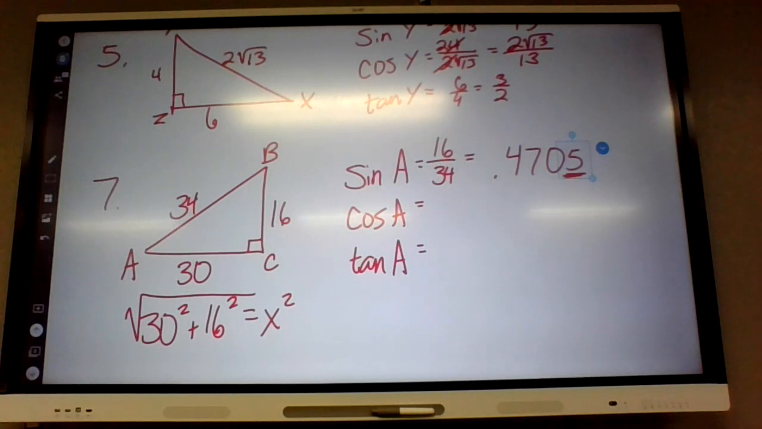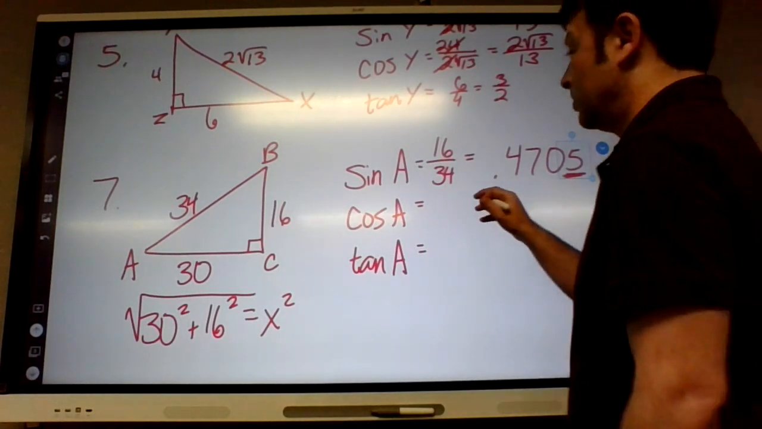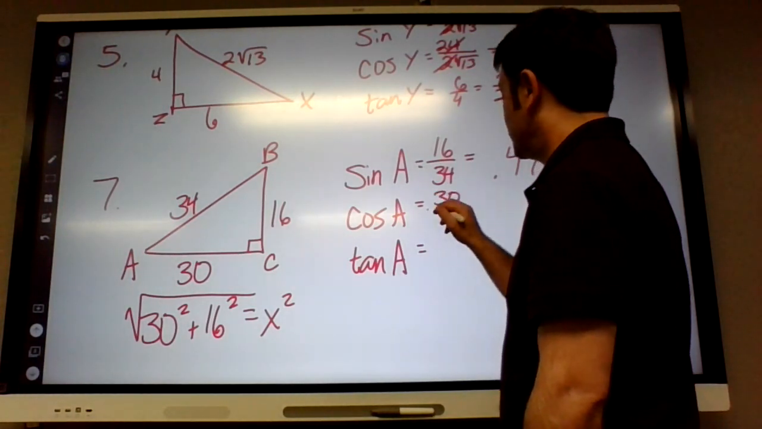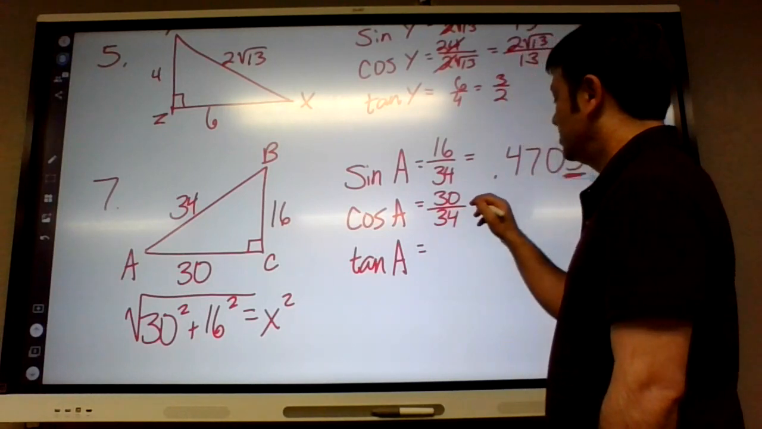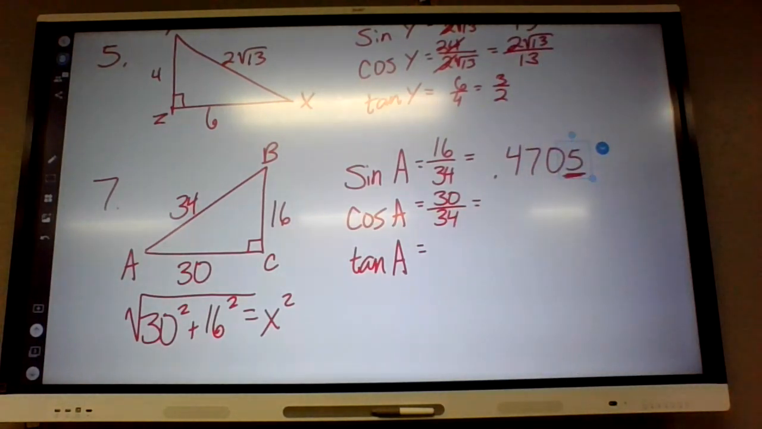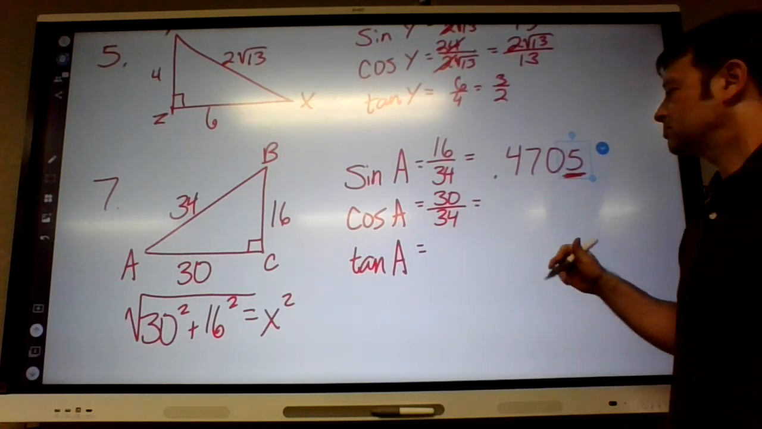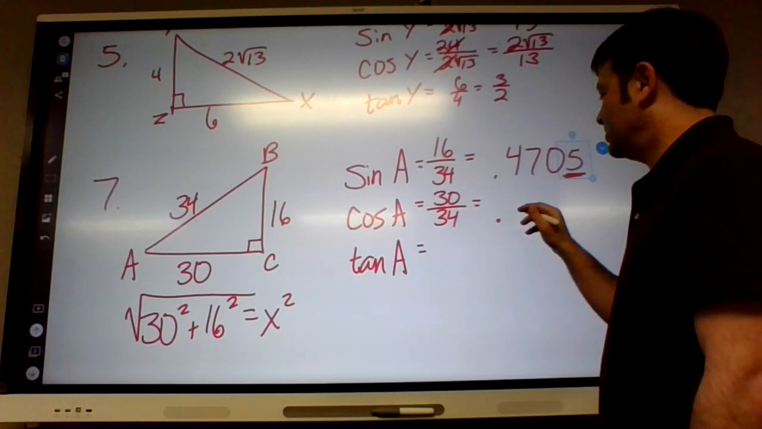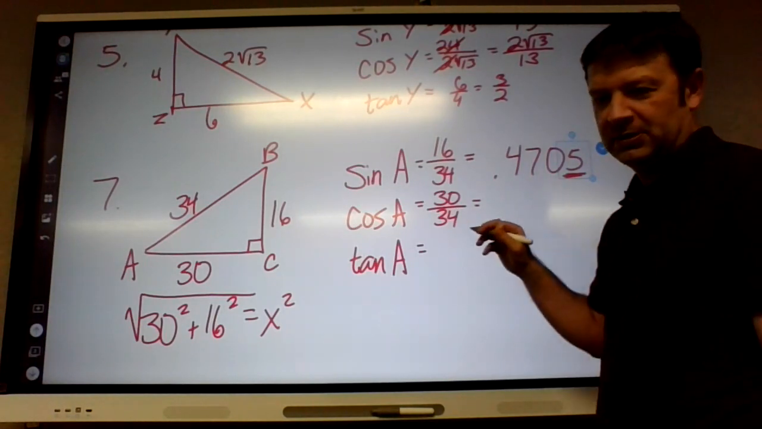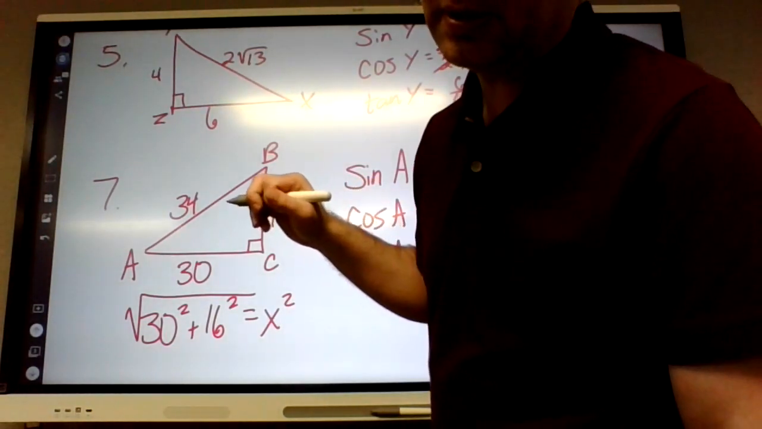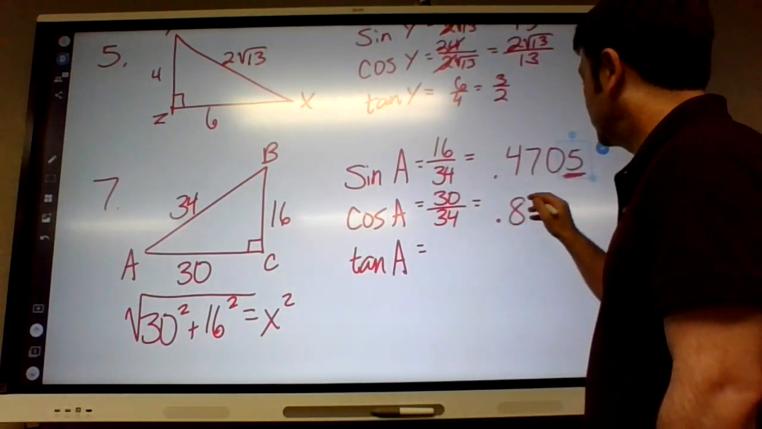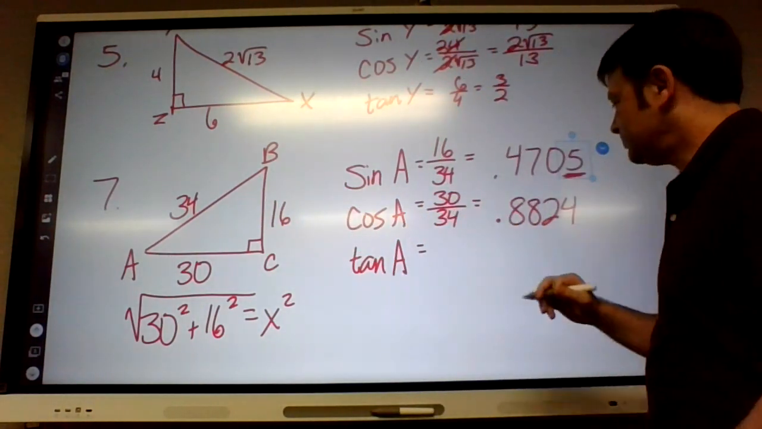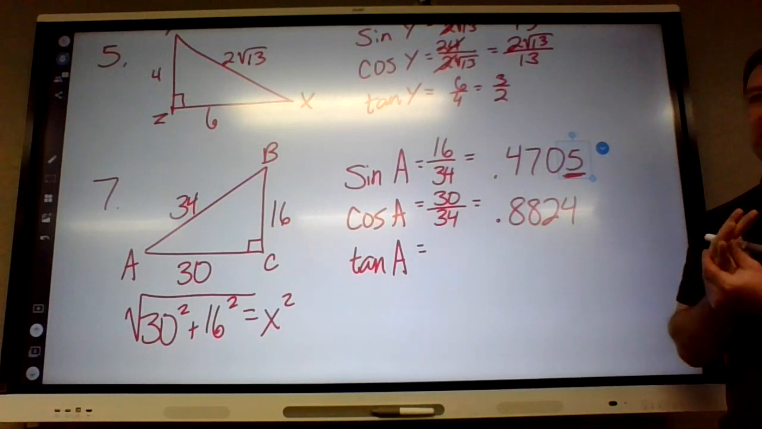Should have taken notes on that. 30 over 34. Yes, adjacent over hypotenuse. And then what's that as a decimal? 0.88? Yeah, 0.8824. There you go. Okay.